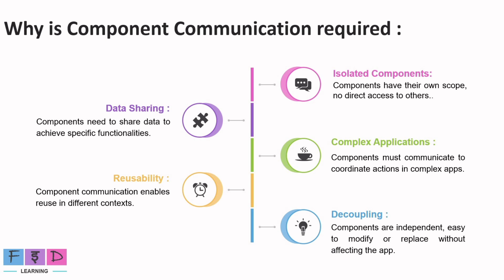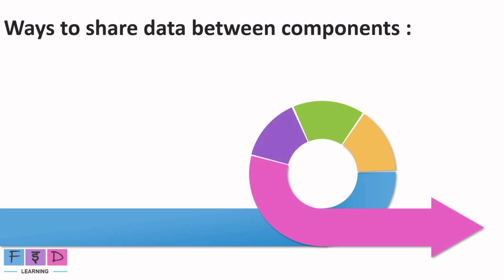So these are the key reasons why component communication is necessary in Angular. Now, let's explore the different ways to share data between components. And you may encounter this question in an Angular interview: what are the different ways to share data between components in Angular? Then your answer can be, in Angular, there are 5 ways to share data between components.